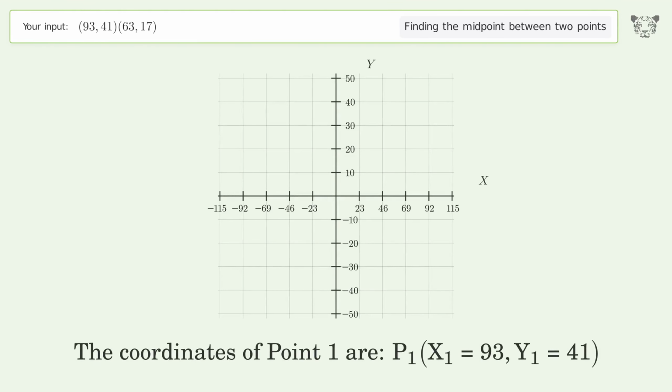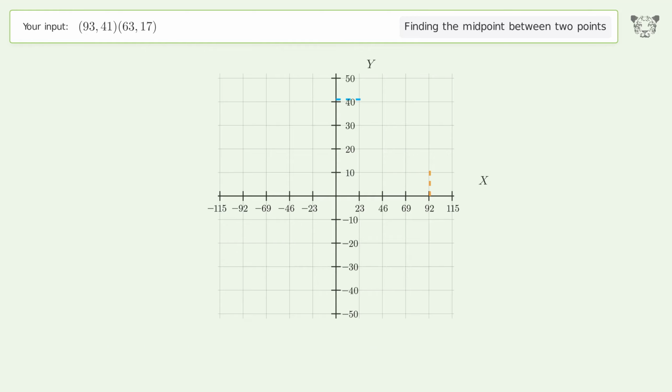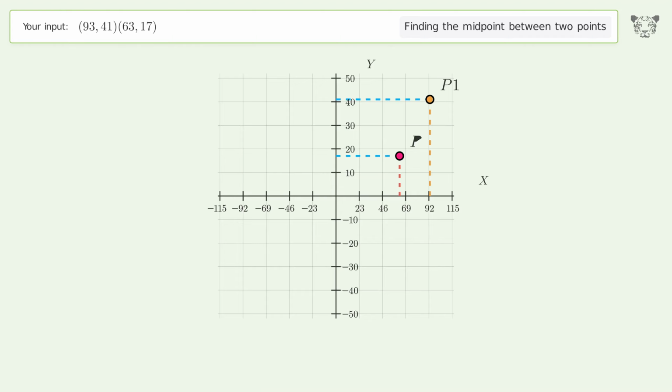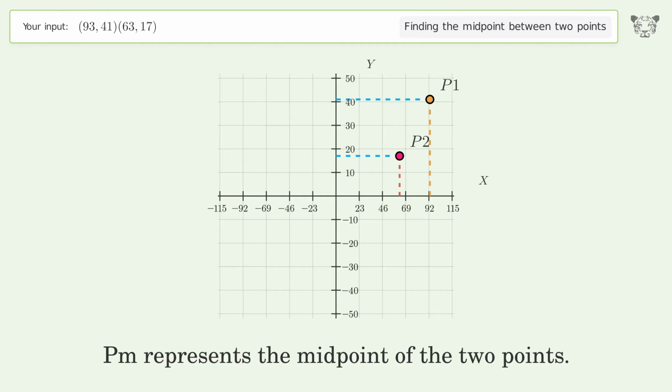The coordinates of point 1 are x1 equals 93, y1 equals 41. The coordinates of point 2 are x2 equals 63, y2 equals 17. PM represents the midpoint of the 2 points.